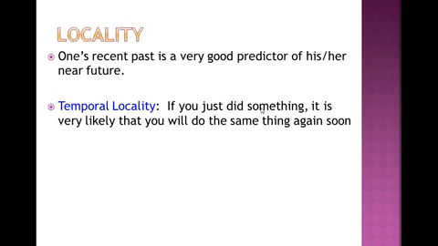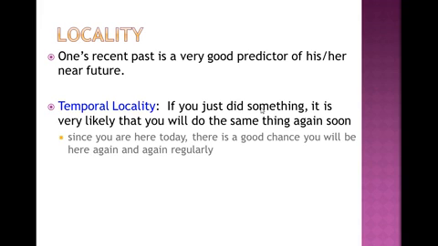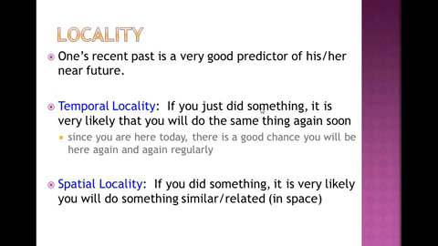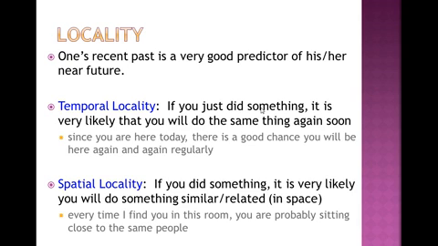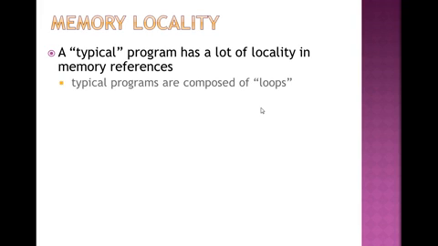Locality: one's recent past is a good predictor of his or her near future. One is temporal locality. If you just did something, it is very likely that you will do the same thing again soon. Since you are here today, there is a good chance you will be here again and again on a regular basis. Then spatial locality. If you did something, it is very likely you will do something similar or related. Every time I find you in this room, you are probably sitting close to the same people. That is spatial locality.